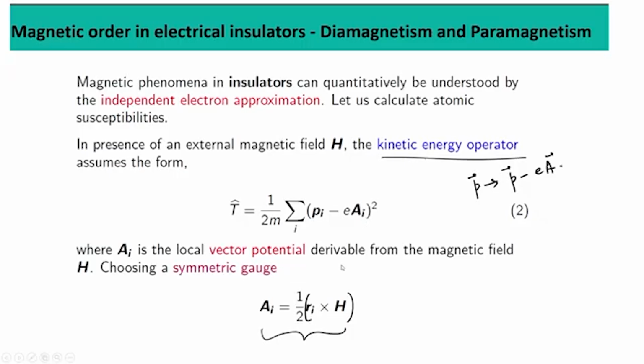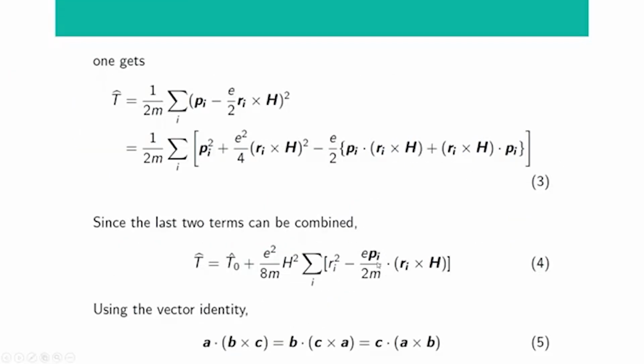And what we do is that we put in this equation number 2, we put this A_i there, and what we get is this resultant equation, in which case we can solve it, or rather we can expand this square and get this term, which is R_i, P_i dot R_i cross H and R_i cross H dot P_i. These are the cross terms. This is the 0th order term P_i squared, and this is coming because of the magnetic field being present there.